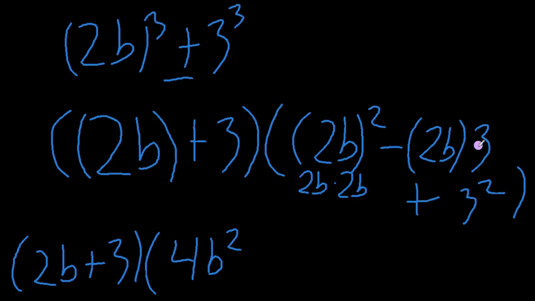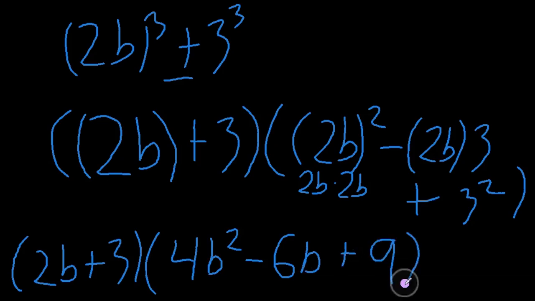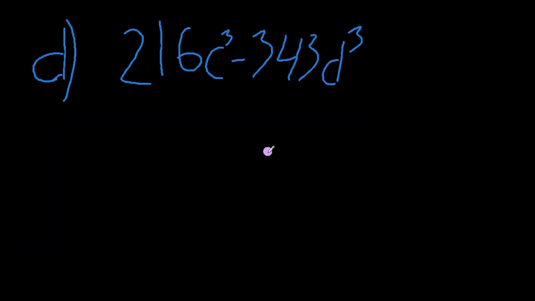And then this 2b times 3, 2 times 3 is 6. And then there's a b there, so it's negative 6b. And plus 3 squared is 9. So then that will be our final answer. Alright, now let's take a look at example D.